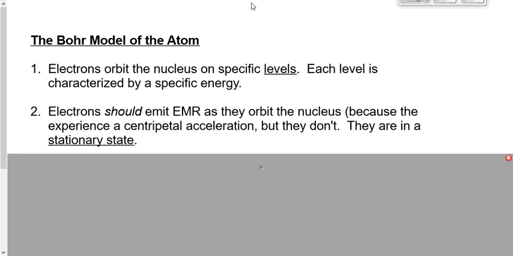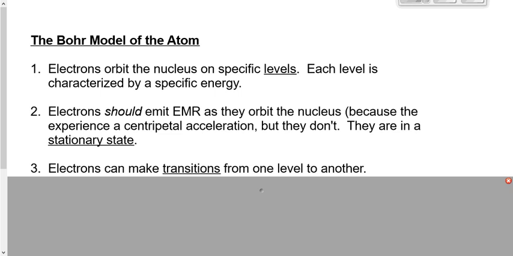It's as if these electrons aren't accelerating. They are, but it's as if they're not. It's as if they're not moving. It's as if they're in a stationary state. We call it a stationary state, this idea that they're accelerating but not producing EMR. And finally, the third one, we talk about electron transitions.